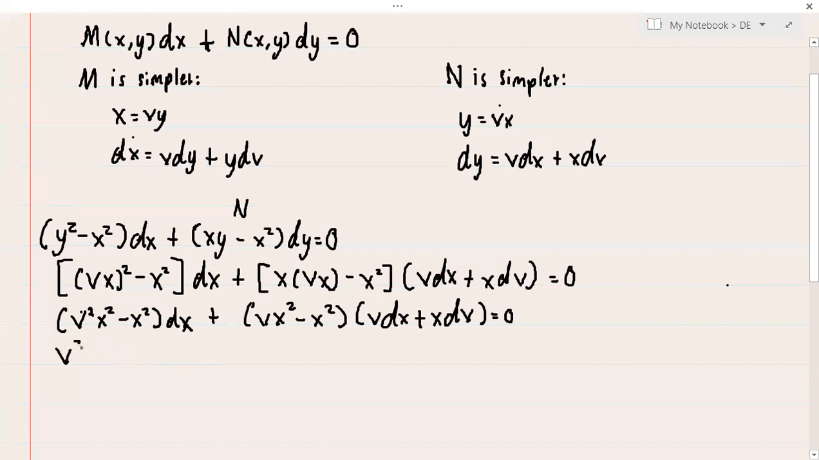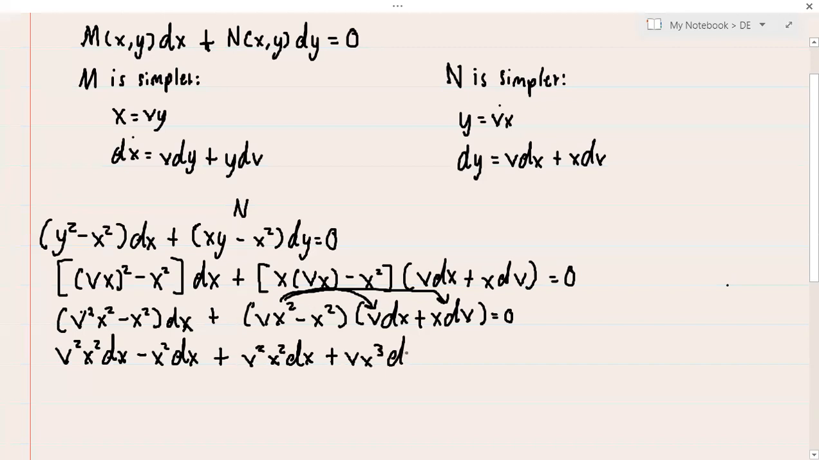So magiging v squared times x squared times dx minus x squared dx. Then sa second term, mag-full method ako kasi i-expand ko sila. So multiply the first terms, magiging plus v squared times x squared dx. The next, the outer terms, vx squared times x dv. So magiging plus vx cubed times dv. Tama.